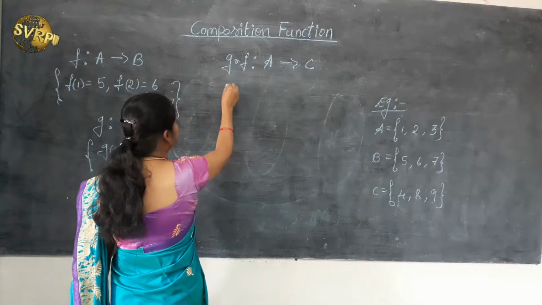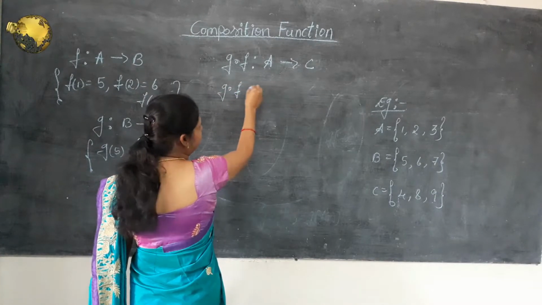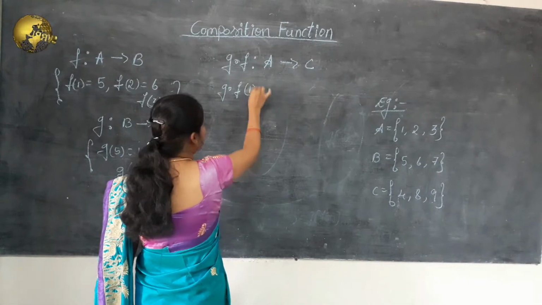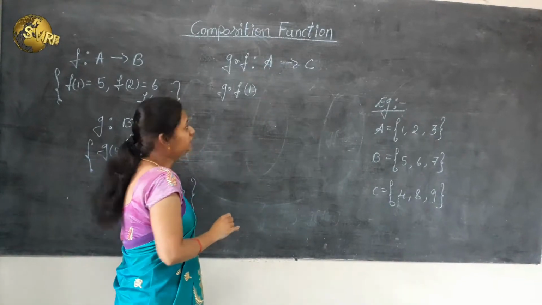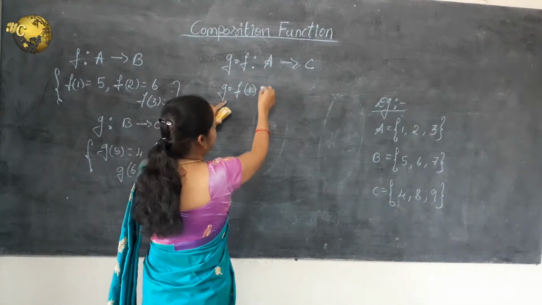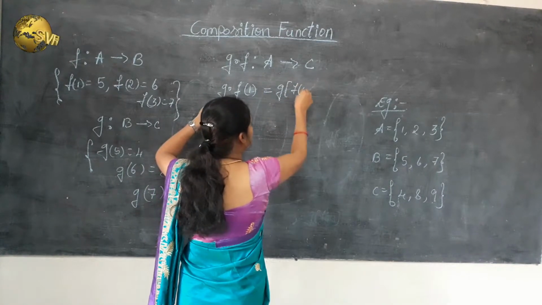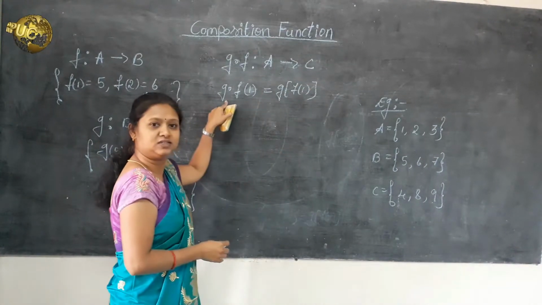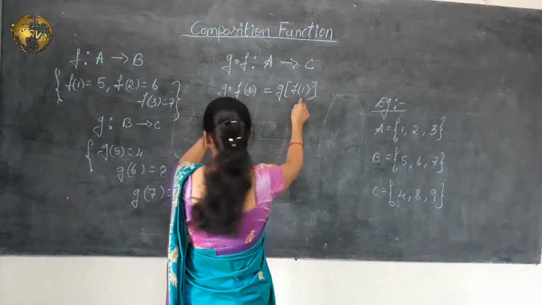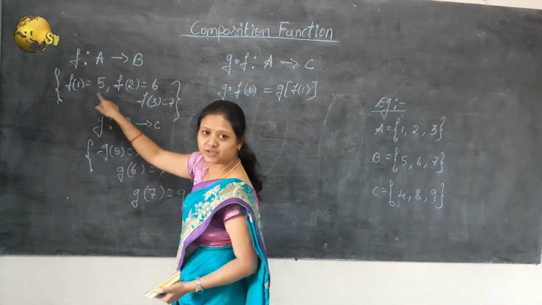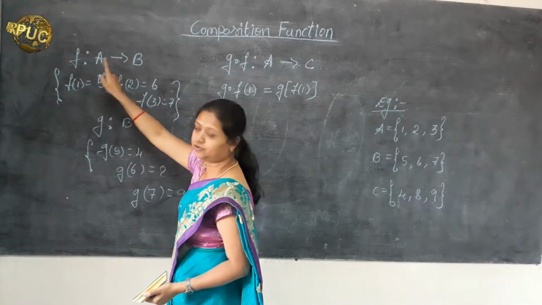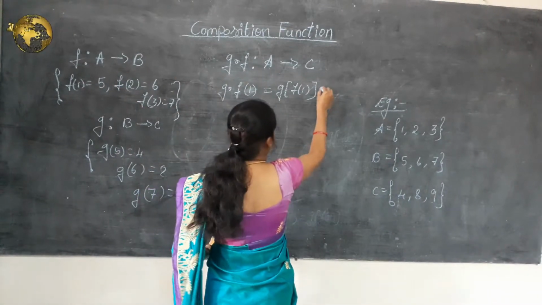So it will be from A to C. This can be defined as g composition f of 1. Correct? From set A, I have to take the domain. G composition f of 1 can be written as g of f of 1. Isn't it? What is f of 1? We have the f of 1 value. It is defined in the function f. So f of 1 is 5.